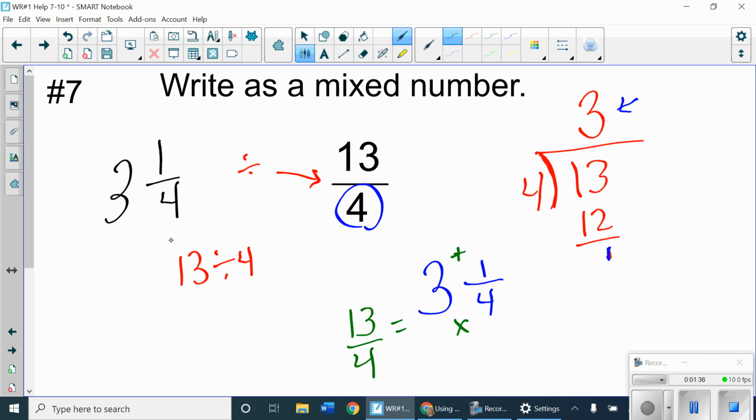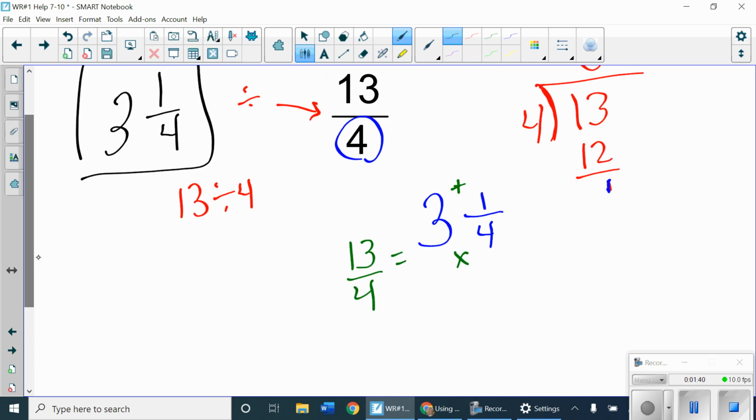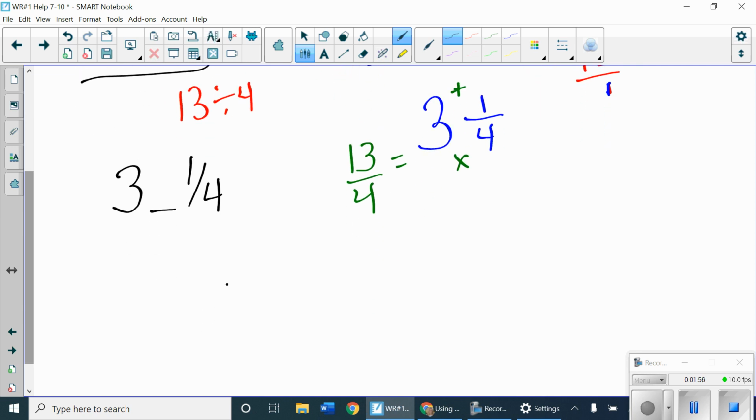Now in Canvas, you can't create a fraction the way we have this set up. So here's how you have to type it into Canvas. You have a 3, and then you have to put a space. You have to hit the space bar. And then you'll have the 1/4. So your Canvas answer will look like this. So make sure you put a space between that 3 and your 1, and you'll have it just fine.